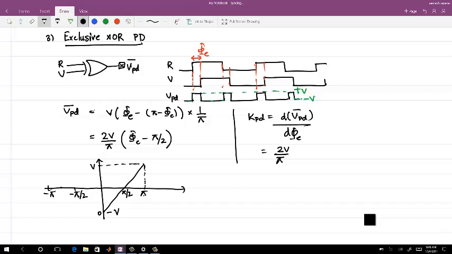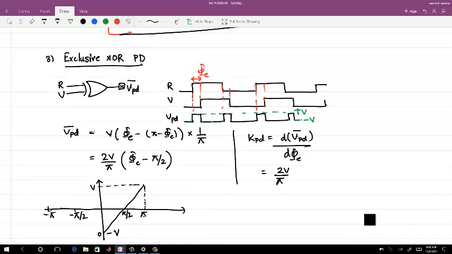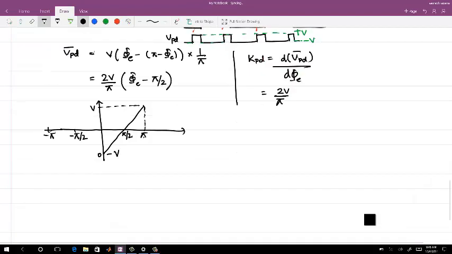So let me just show you another case here where the phase error is greater than pi. What happens if the phase error is greater than pi? Let me plot that part, because these things will repeat as such. So this is R and V, and if the phase error is greater than pi, let me bring it like this.